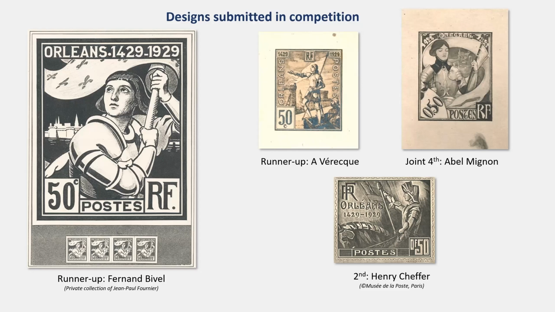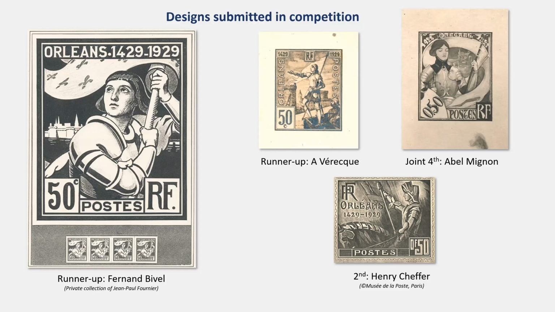And so a competition was organized for artists to submit designs for the stamp. The current stamp for the letter rate was the 50 centime line sower, and so the 50 centime was retained for the value of the stamp. On the left, you've got an example of the sort of maquette that was submitted by each artist competing for the prize.